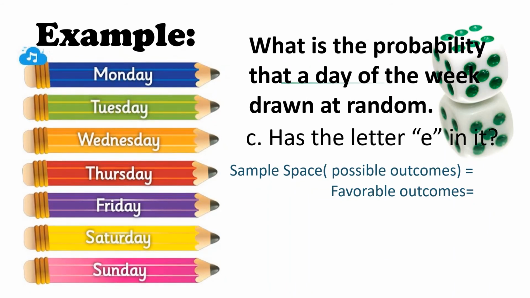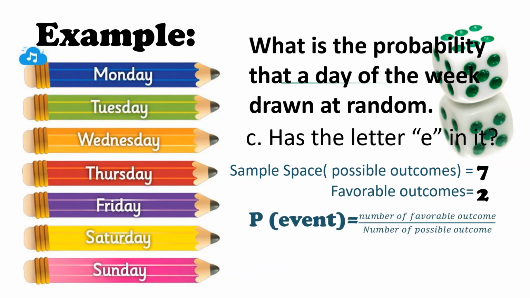What is the probability that a day of the week drawn at random has the letter E in it? So for the sample space, there are 7 days of the week. So for the favorable outcomes, tingnan natin yung mga days na merong letter E. So ito yung Tuesday and Wednesday. So therefore, there are 2 favorable outcomes. Using the formula, probability of event equals number of favorable outcomes over number of possible outcomes. So we have 2 over 7.